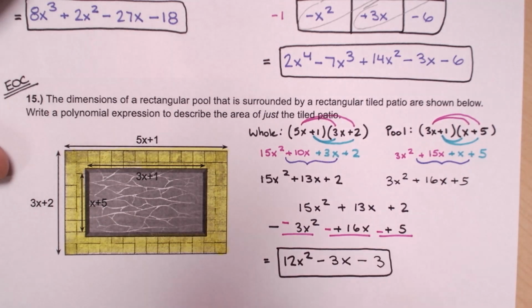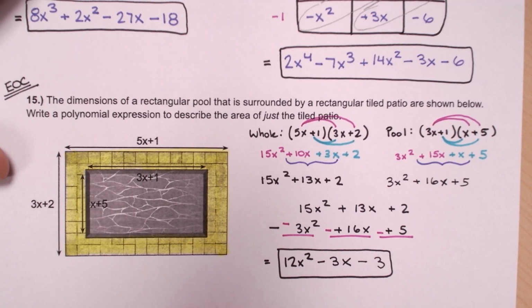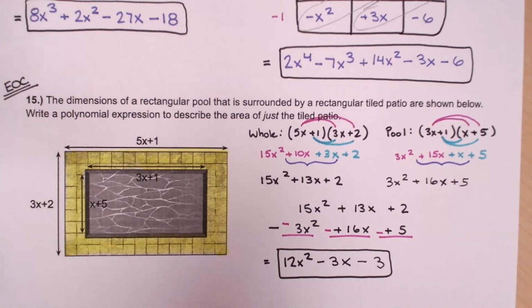So our final answer for just the area of that tiled ring around the pool is 12x squared minus 3x minus 3. So, talking about EOC style questions, they love to ask geometric style questions that involve not just the algebra that we're doing, but also some geometry with area, perimeter, volume, those types of things. So, just read these types of questions carefully. They're not meant to be super tricky, I don't think. They're meant to just tag in a bunch of different maths all at once.